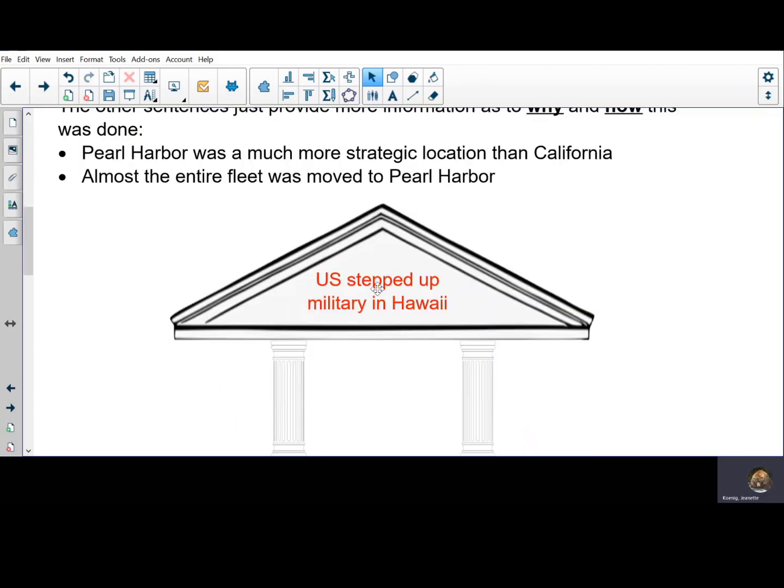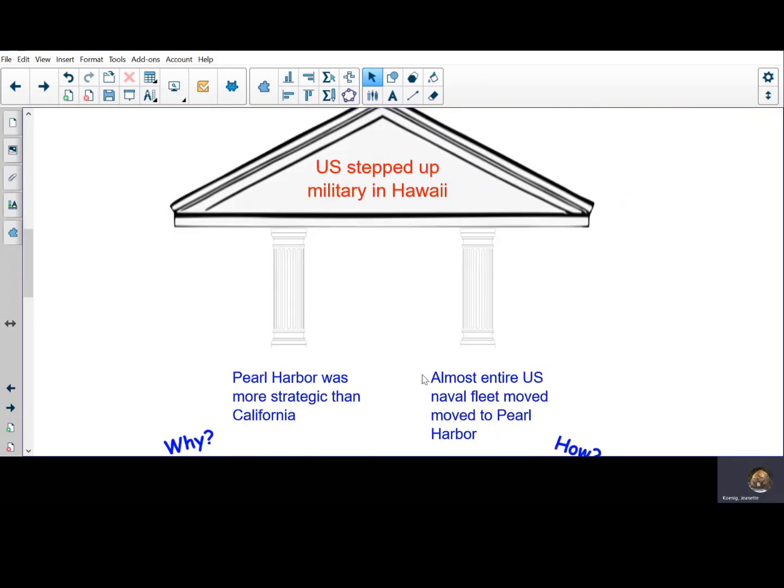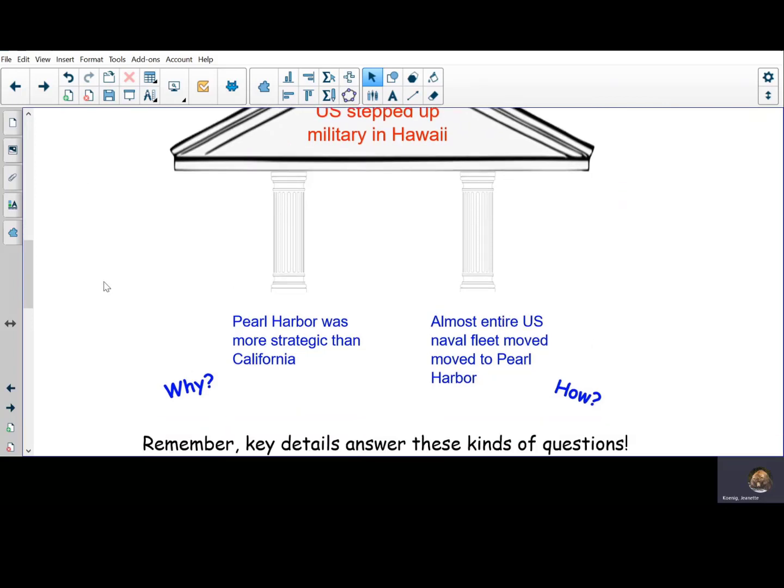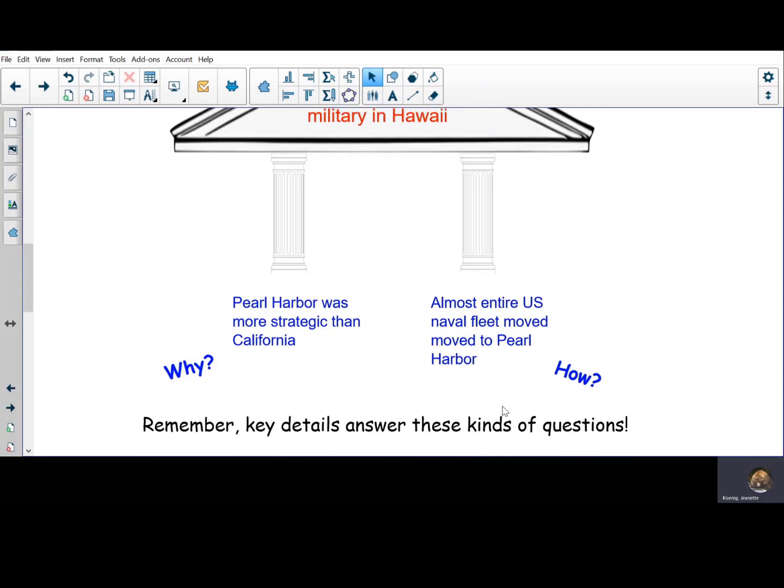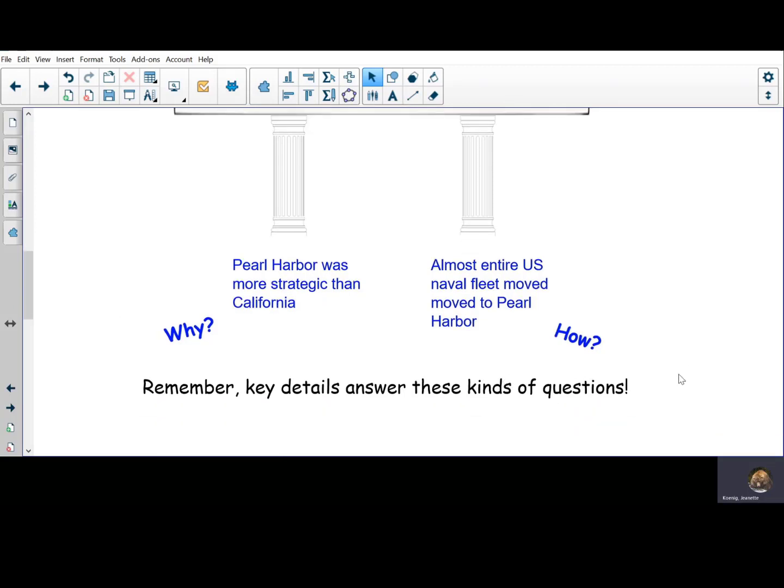All right, so our main idea, U.S. stepped up military in Hawaii. So you notice I didn't even write a complete sentence here. It's just a very quick note. What are the details that support it? Pearl Harbor was more strategic, and the fleet moved to Pearl Harbor. These details answer the questions why and how. And if you remember from the last lesson, the details answer exactly these kinds of questions.